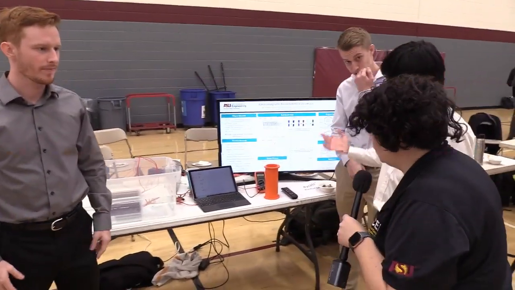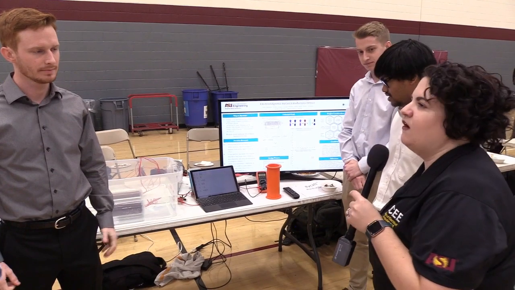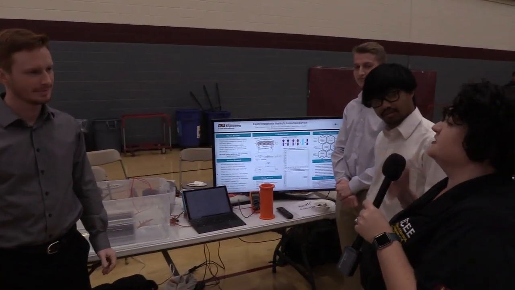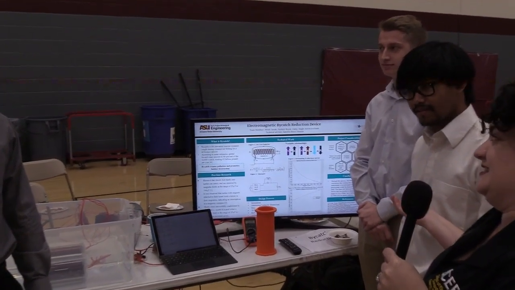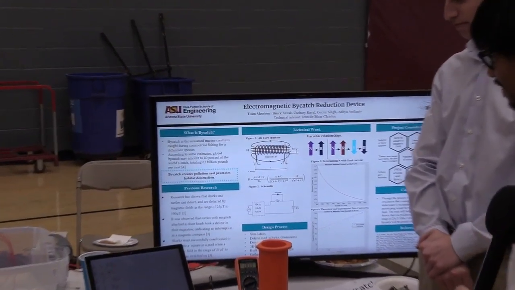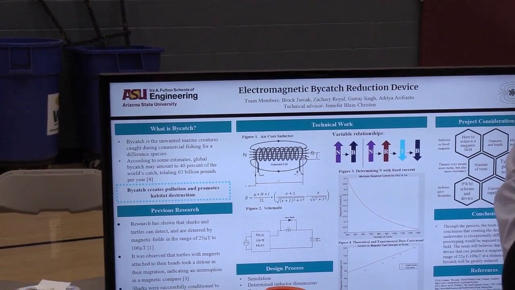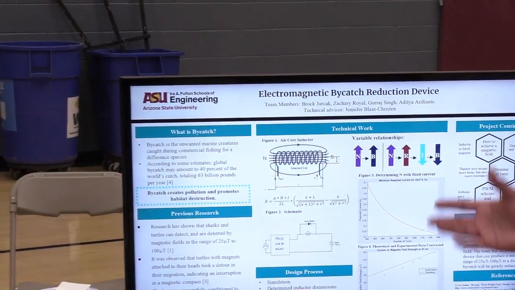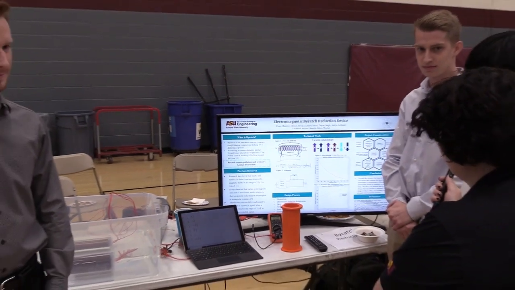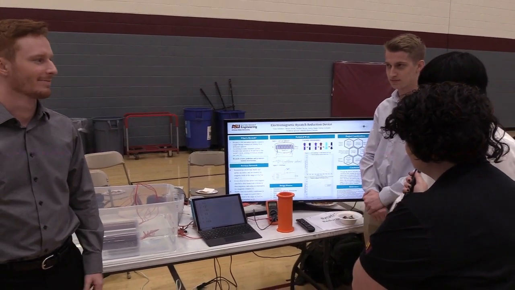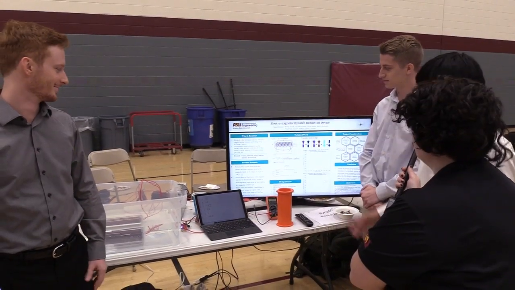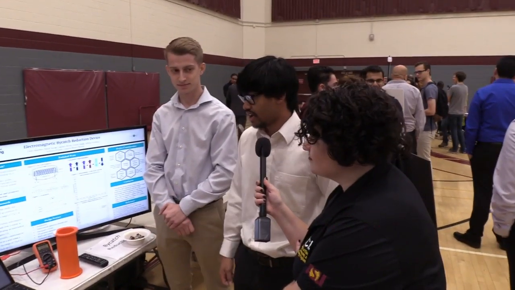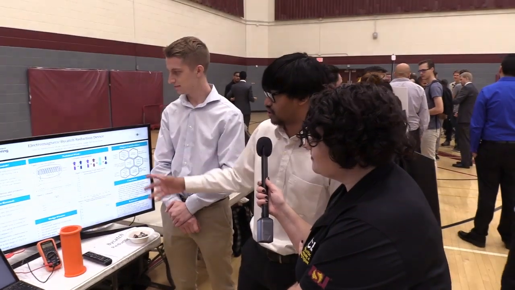Electromagnetic bycatch reduction device. Yes. Now, all day long, I've been reading these titles, and I'm constantly surprised what it actually means when you guys describe it to me. So tell me what this means, because I don't understand this. Okay, so first of all, what is bycatch? Bycatch is when unwanted marine species get caught in fishermen's nets, mostly endangered species such as sea turtles and sharks. And mostly we're concentrated on sea turtles and sharks.